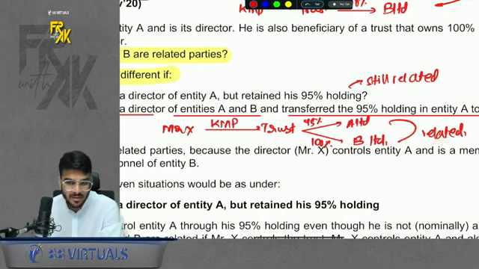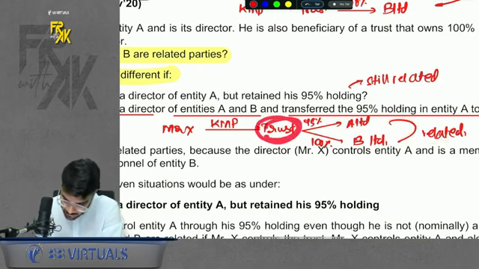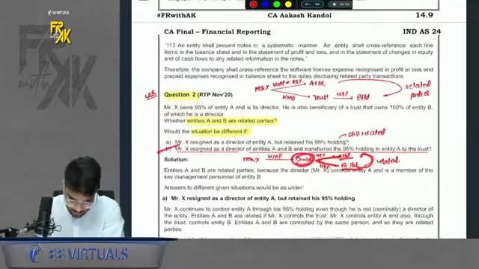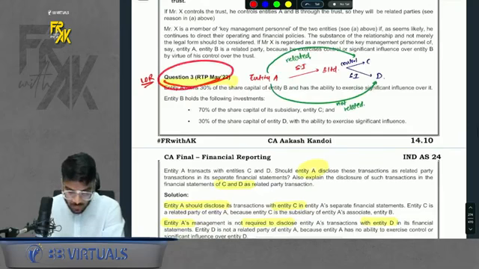Of course, yes, they are still related. Why? Because trust controls both the companies. So these both companies are related. So this was the B part. Do remember that. This is also important. Please have a look here.